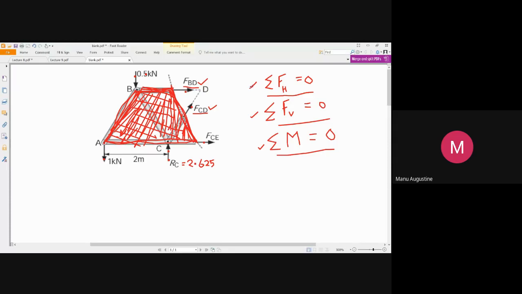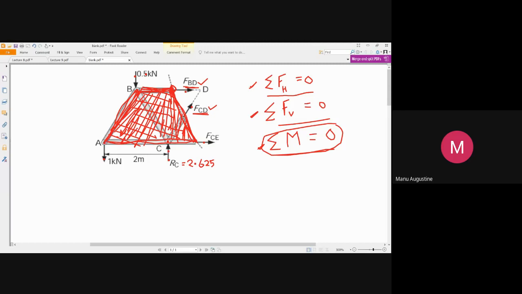Ye equation lagaun, ye equation lagaun, ya ye equation lagaun? Apne ko ye moment wali equation. Acha, theek hai. If you are saying that the moment equation should be used first, then you have to tell me also about which point. B ke about lo, A ke about lo, C ke about lo, ya ye jo point hai iske about lo. Tell me. A point ke about.